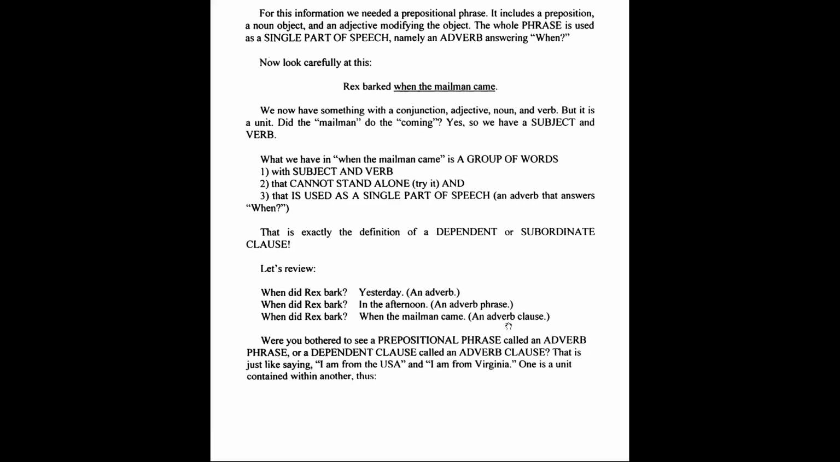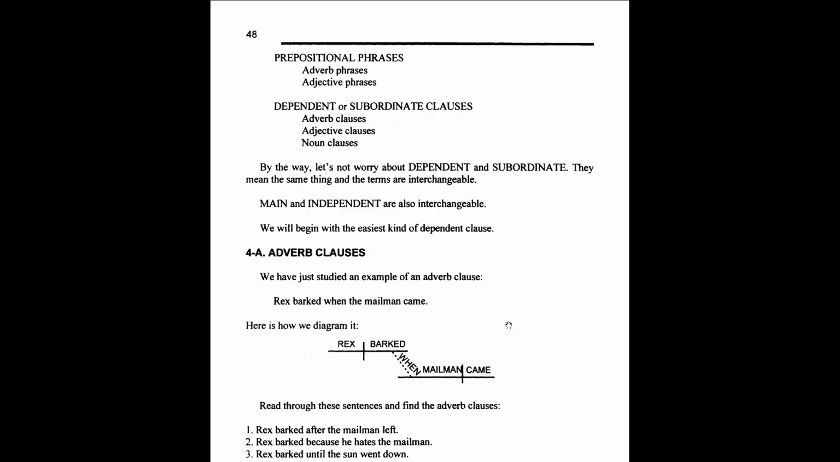Here we see there are 3 different types of adverbs: a single word, a phrase, or a clause. Were you bothered to see a prepositional phrase called an adverb phrase or a dependent clause called an adverb clause? That is just like saying, I am from the USA and I am from Virginia. One is a unit contained within another. Thus, prepositional phrases can be adverb phrases or adjective phrases. Dependent or subordinate clauses can be adverb clauses, adjective clauses, or noun clauses. We're going to go over all 3 of these in detail.